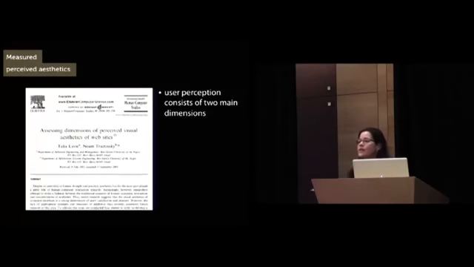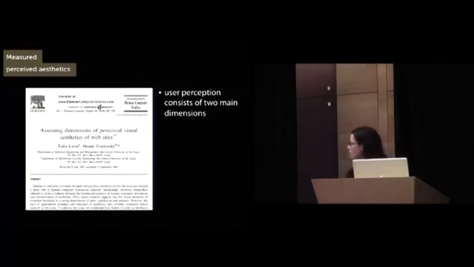What was going on is these researchers were already familiar with the studies that say people think attractive websites work better. They took that as a given, and they sought to understand how people perceive the aesthetic qualities. What they found is that user perception fell into two main dimensions.